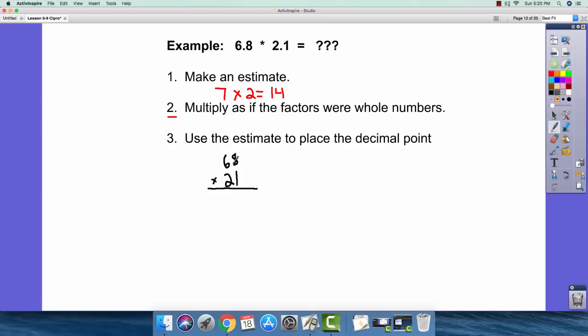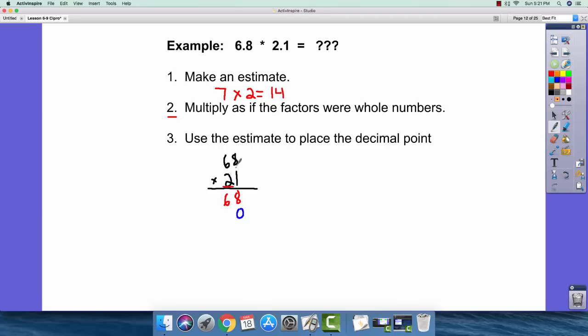All right, so now that you have your problem set up, make sure you're doing the steps with me. So our first step is to multiply 1 times 8. So 1 times 8 is 8. And then multiply my 1 times 6. 1 times 6 is 6. So my first product, 68. Now I need to multiply my 2, or my 20. But before I do that, I need to make sure I have a 0 in my ones place. It's my placeholder. Okay.